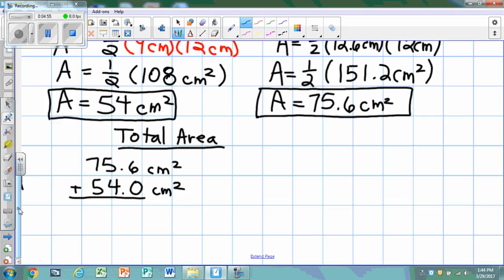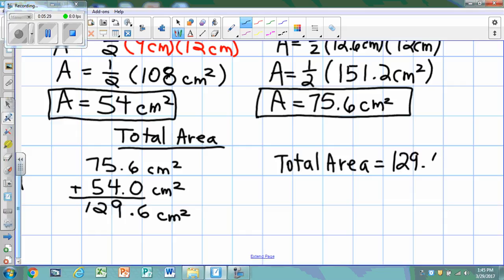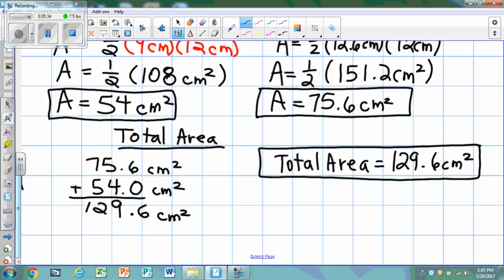So if we're adding these up, we've got 6 in our first column, put our decimal point, 9 in our ones column. What do we have in our tens column? The tens column has 12. So we have 129 and 6/10 centimeters squared. That's our total area. So our total area equals 129 and 6/10 centimeters squared. Let's put a box around it.